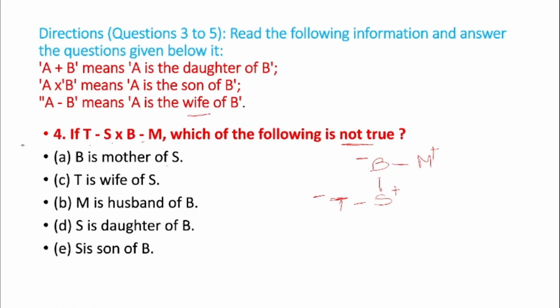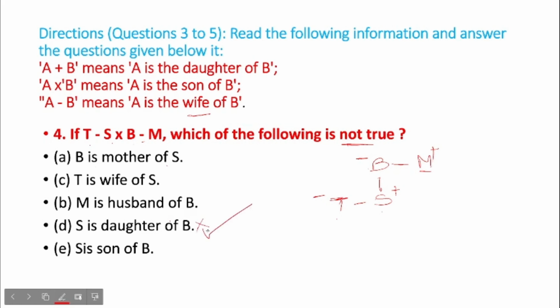Okay. So A is true. T is wife of S. Again, T is wife of S. Yes, T is a female and she is a wife of S. Okay, this is also true. So M is the husband of B. That is also true. S is daughter of B. No, this is not true.